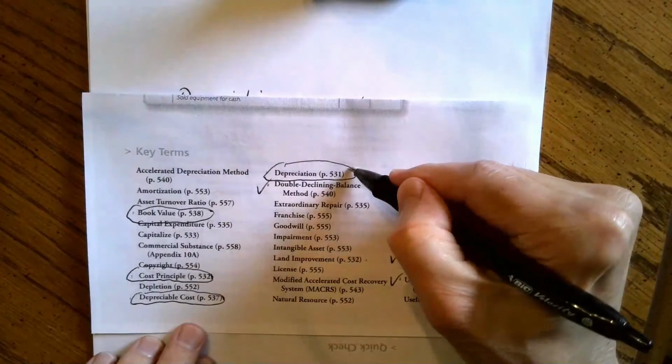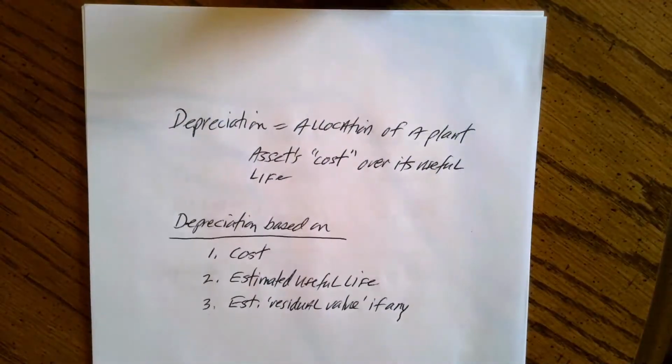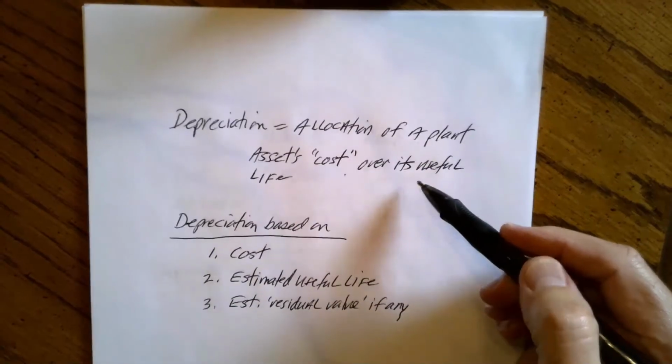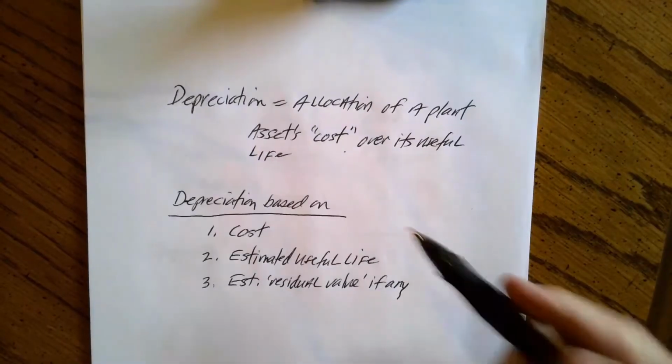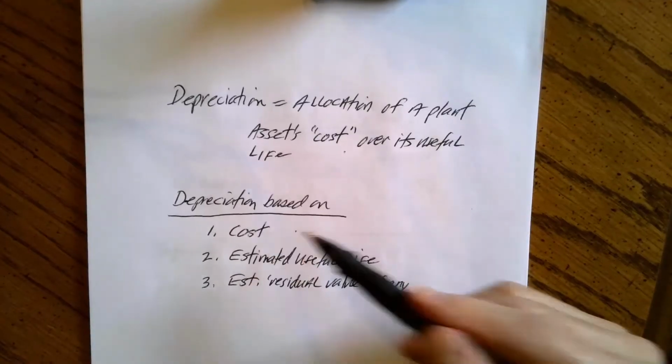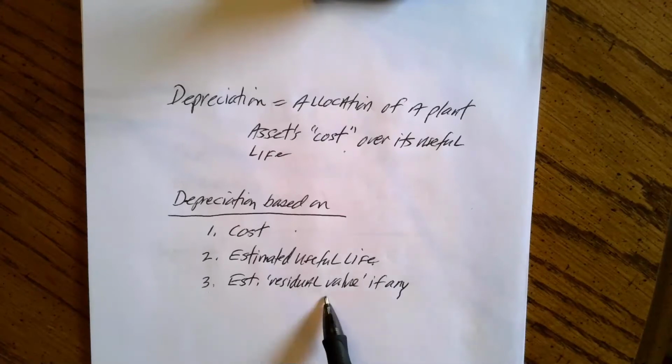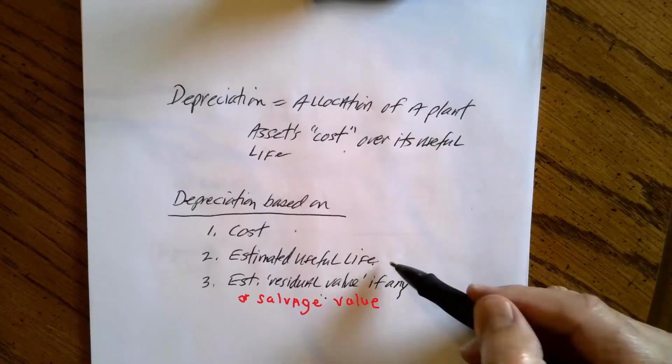Let's go back and review what depreciation is. It's an allocation of a plant asset's cost over its useful life. What's it based on? Obviously its cost, estimated useful life, and estimated residual value. What's a residual value? It's the value expected of that asset when a company is done using it, at the end of its useful life.